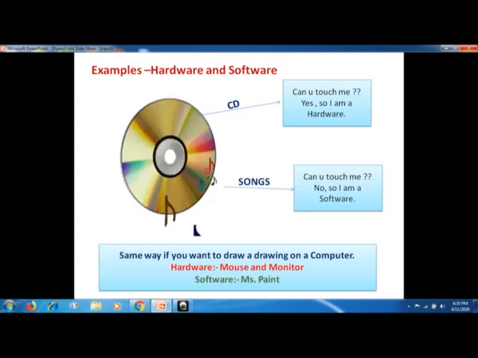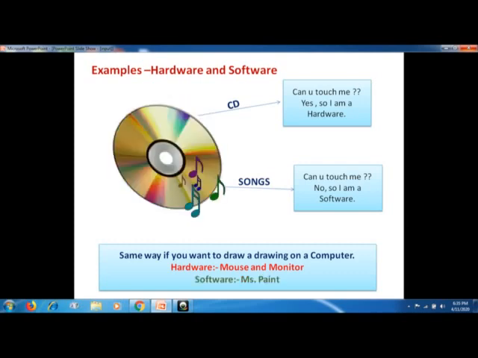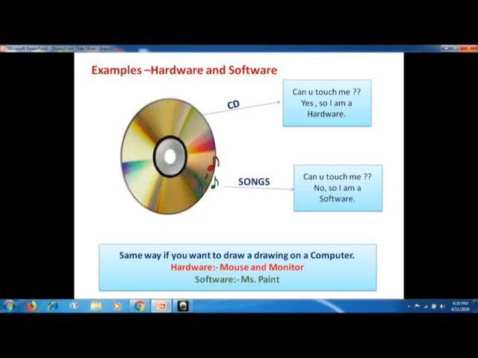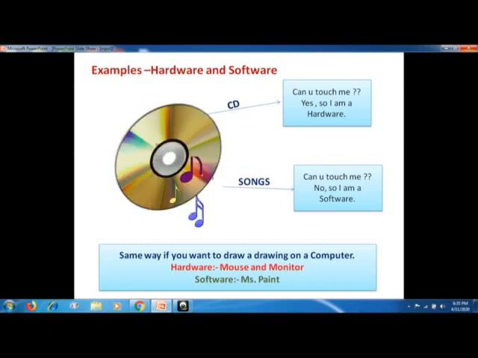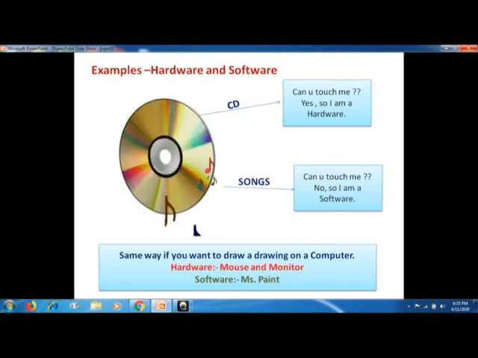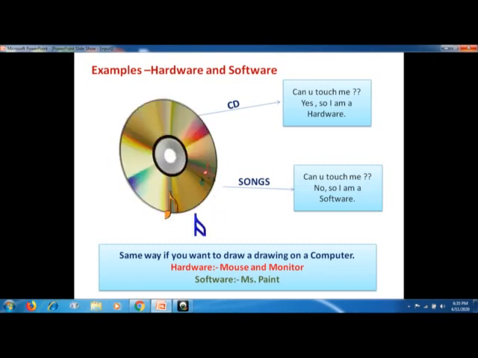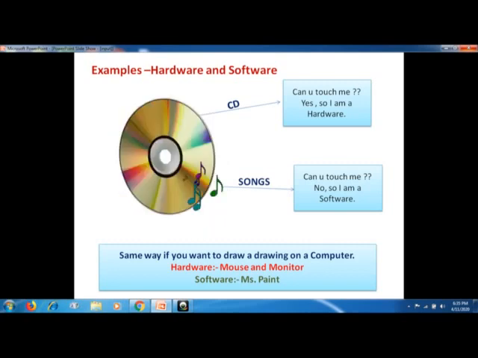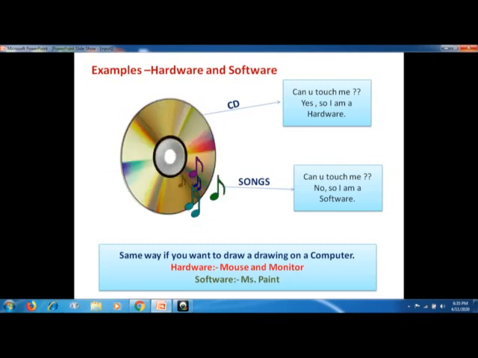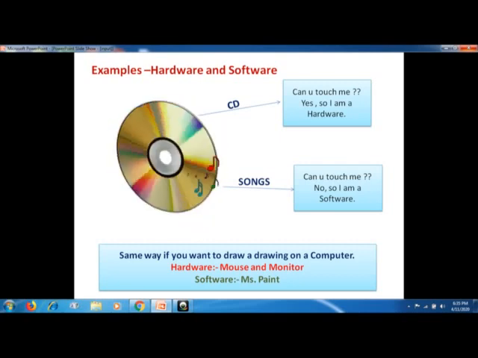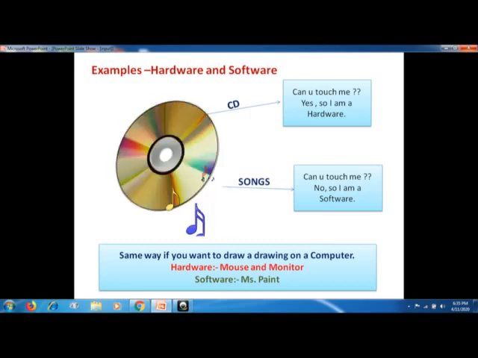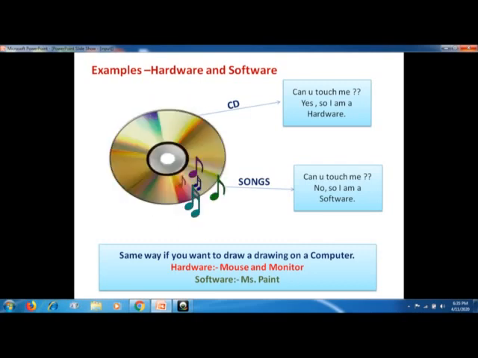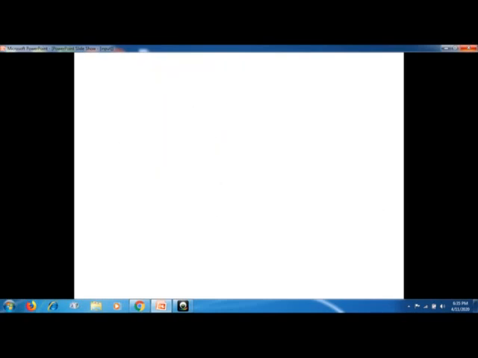And what is the software here then? Software is Microsoft Paint or Tux Paint or 3D Paint or any kind of paint software on which you are drawing. Can we touch that Microsoft Paint? No, that is inside. We only get the display of it on the monitor. So that's why it's software. I hope you all are clear with this. Yes? So, this is for today.